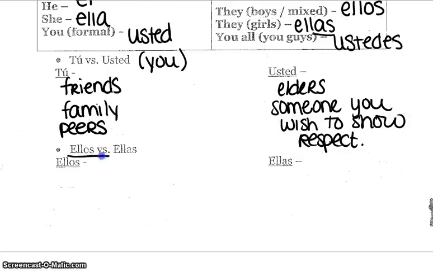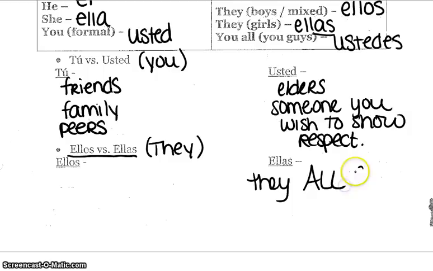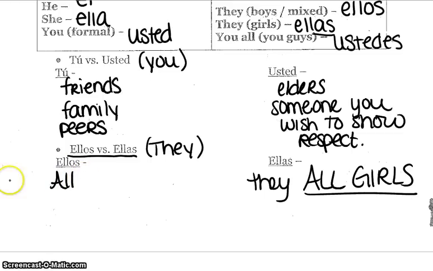Something that's a little bit different is ellos and ellas. So they both mean they. The only difference, as I mentioned before, is that ellas is they when you're talking about all girls. There can't be any boys involved. If there is even one boy in a group, you need to refer to them as ellos. Okay, so ellos is they when you're talking about all boys or a mixture of boys and girls.